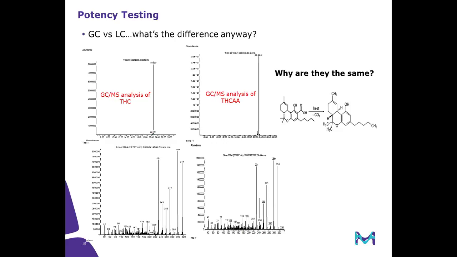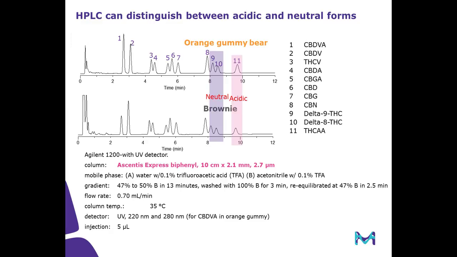It decarboxylated when we injected it into the GC because the injection port is hot. And what we're detecting is the neutral form. So if you were trying to do a sample that had both the acidic and neutral forms in there, you couldn't distinguish them. They would just elute as one peak as the neutral form. HPLC, on the other hand, can distinguish them.